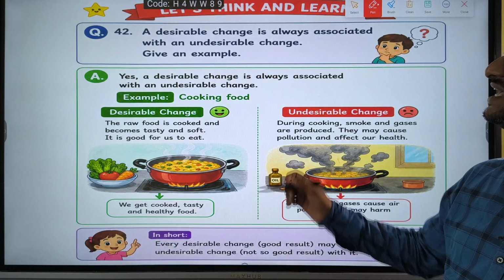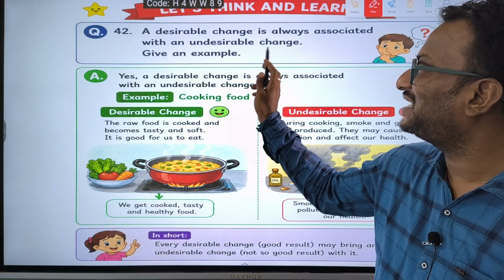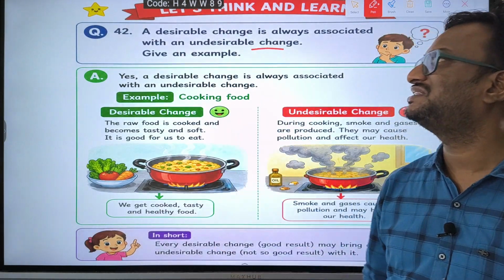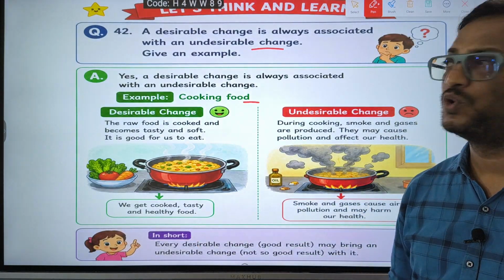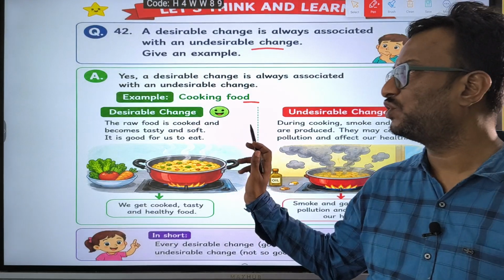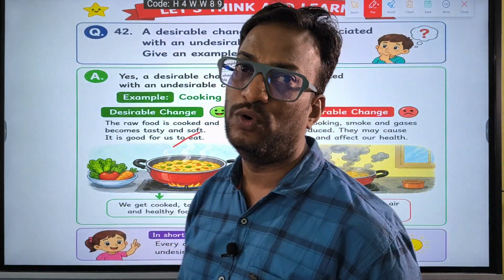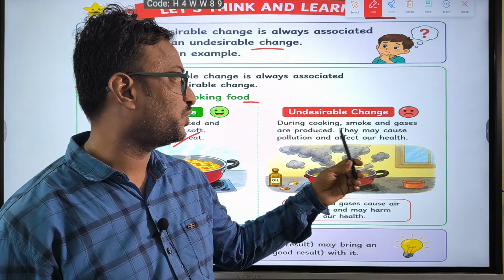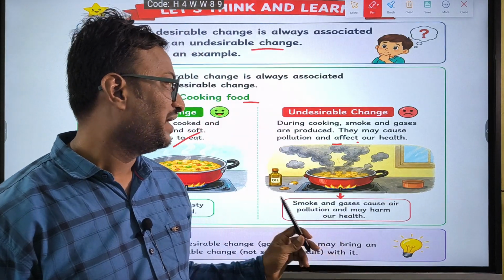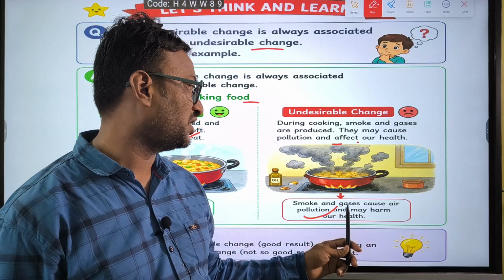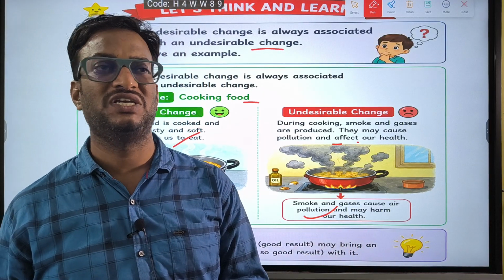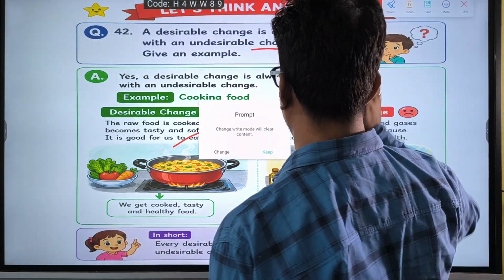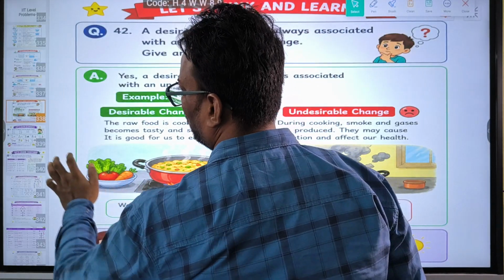Next question. A desirable change is always associated with an undesirable change. Give an example. Yes, a desirable change is always associated with an undesirable change. For example, cooking of food. Cooking of food is a desirable change. The raw food is cooked and becomes tasty and soft. It is good for us to eat. But undesirable changes: during cooking, smoke and gases are produced. They may cause pollution and affect our health. Smoke and gases cause air pollution and may harm. So for every desirable change, there will be an undesirable change. So this is an example. For a few, not every, for a few we can say.